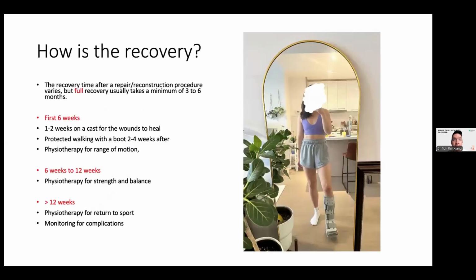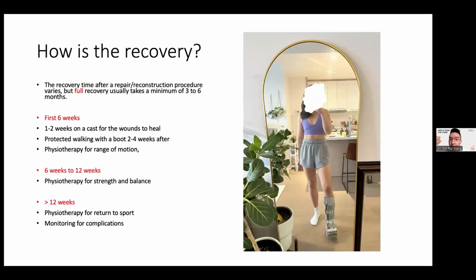So how is the recovery? As I mentioned, the recovery time varies depending on the procedure, but often, if it's a keyhole procedure, full recovery back to normal activities is about 3 to 6 months, depending on the patient factors. In the first 6 weeks, 1 to 2 weeks, we spend it in a cast to prevent too much movement of the wound, to allow the wound to heal well.